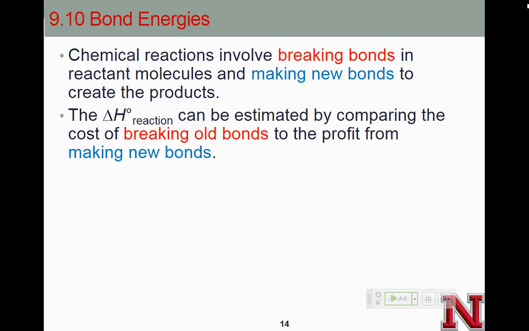Breaking a bond always takes energy. Making a bond is always going to release energy. If it's taking energy, what sign is that heat going to be? Taking it into the system. So the system's going to be positive. It's taking energy. And when we form a bond, it's releasing energy. So what's that going to do to our delta H? Negative. So keep that in mind.